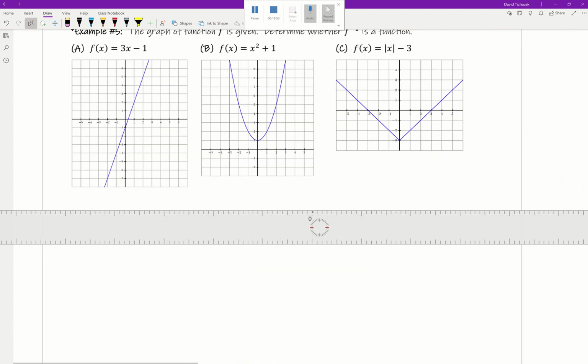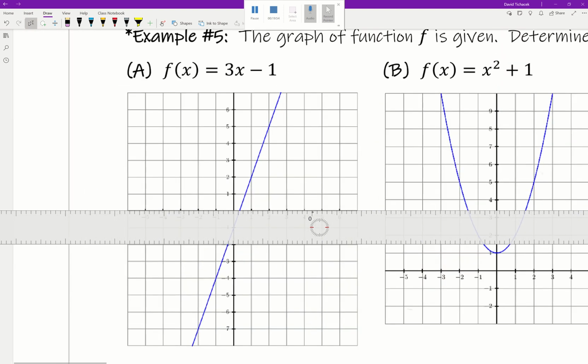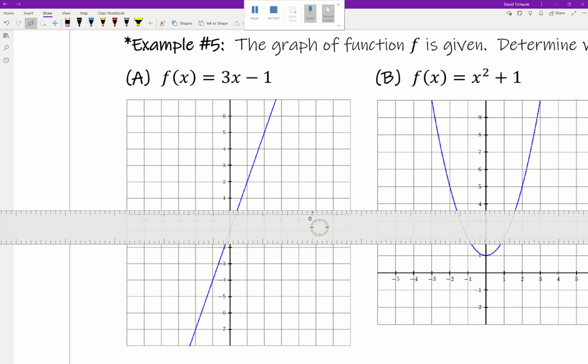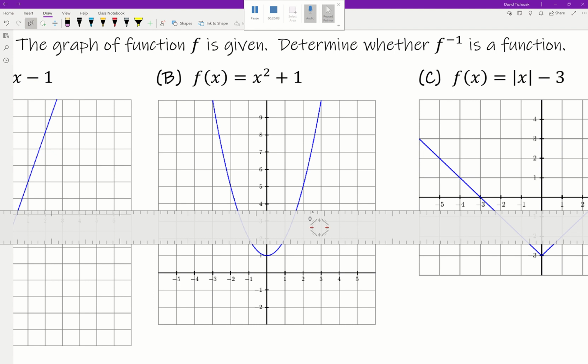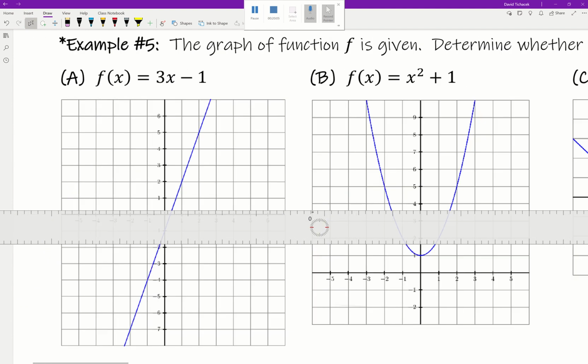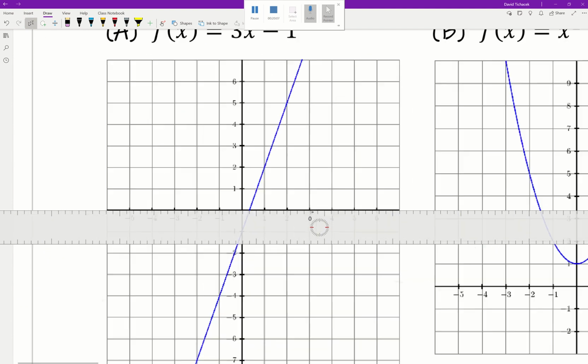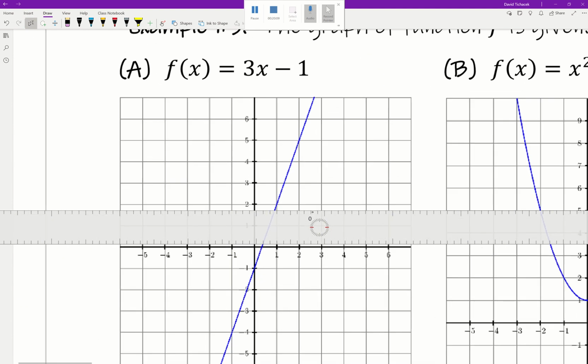And so let's take care of a couple of examples where we're taking a look at that, and then we'll call it a video here, right? So it says in example 5, the graph of the function f is given in these pictures. It says determine whether the function is going to have an inverse. So determine whether the inverse is a function, in other words. So here in this first case, we have f of x is equal to 3x minus 1. This is a linear function.